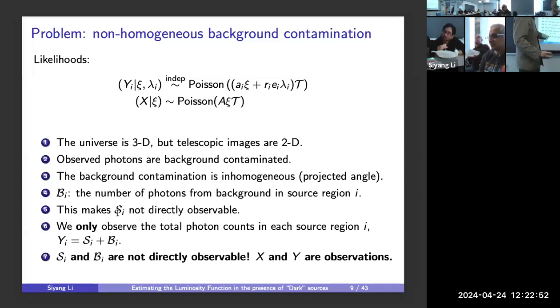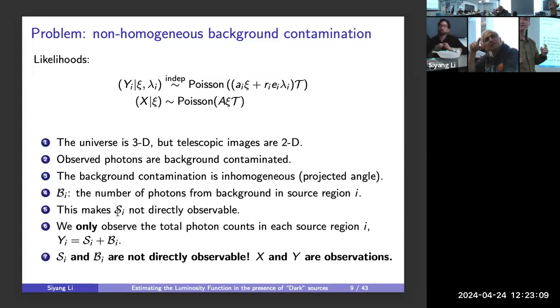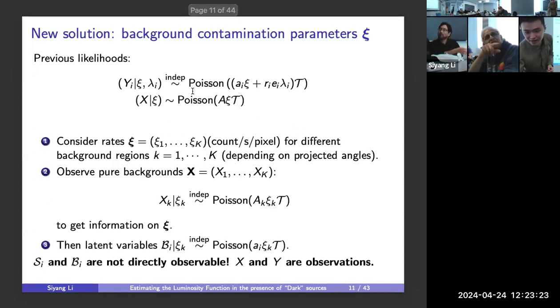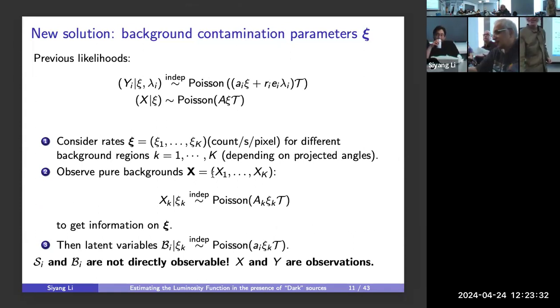To have more information on this background contamination rate, we observe some pure background areas. That gives us X, the X-ray photon counts in the pure background area. And compared to that, X given C, you're not assuming that the background contamination is inhomogeneous; you're actually assuming that it is homogeneous. That's in a later slide.